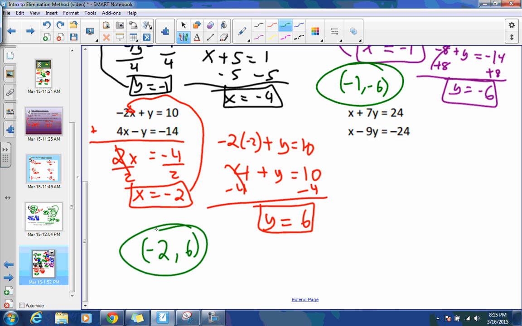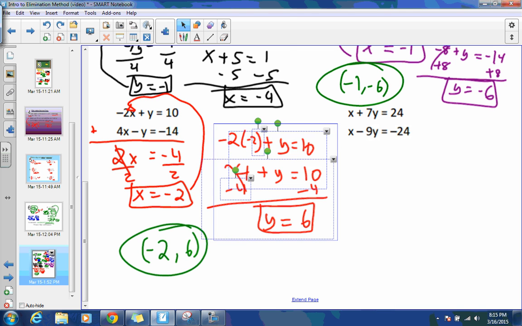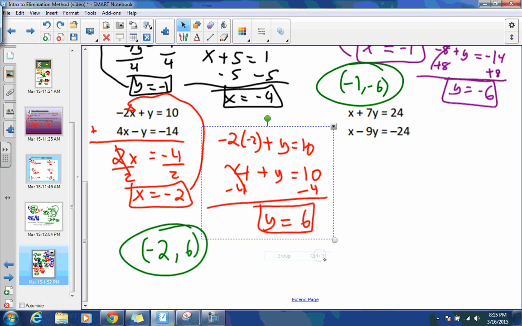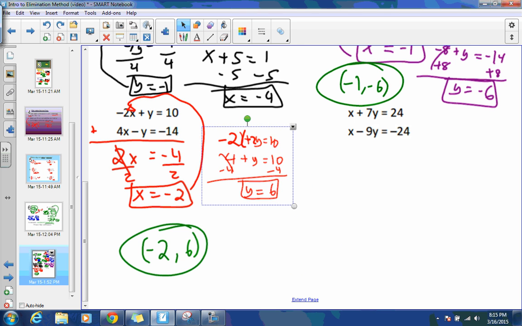Last one. Last one we have over here. And let me move some of this over. All right. We have x plus 7y equals 24, and x minus 9y equals negative 24. We'll go back to blue here. If you notice, the x's have the same coefficient, but they're not opposites. So we need to subtract the bottom one.